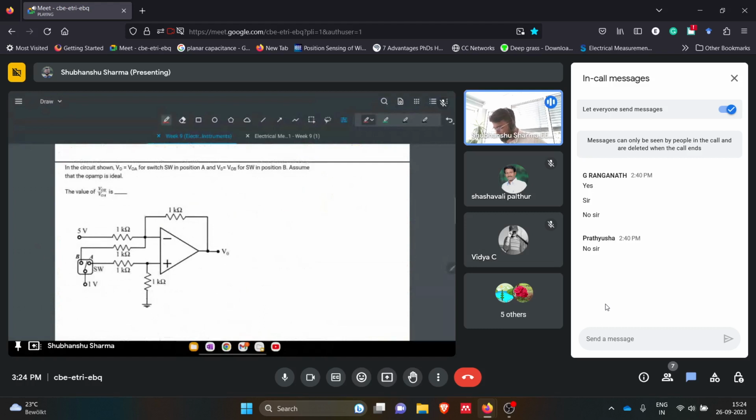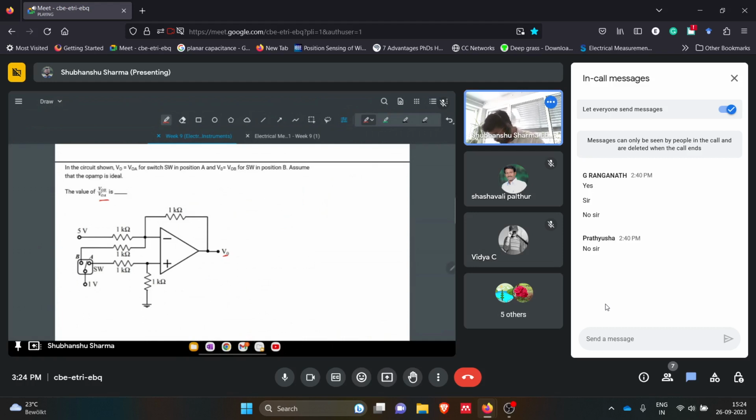There is a switch in this, and you have to say what will be the ratio of VOB to VOA. VOB means the output voltage when the switch is connected at the B side, and VOA is the output voltage when the switch is connected at the A side.